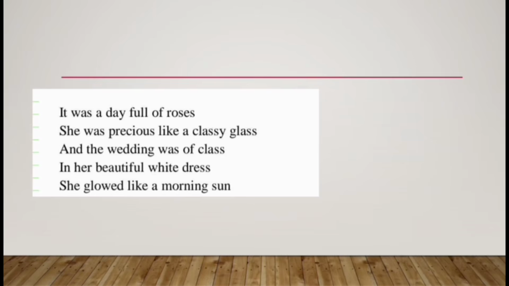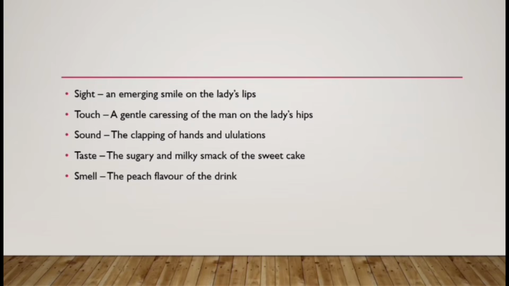What sensory imagination did you have from the poem? I think among them were the following. In sight, an image of a smile on the lady's lips, so we can imagine someone smiling. Touch, a gentle kissing of the man on the lady's lips. Sound, the clapping of hands and ululations. Taste, the sugary and milky smack of the sweet cake. Smell, the peach flavor of the drink. So we can see that we have used the human senses to understand what imagery is all about.